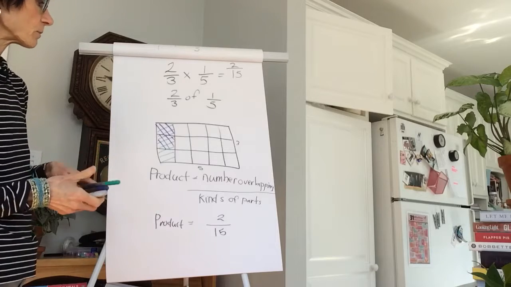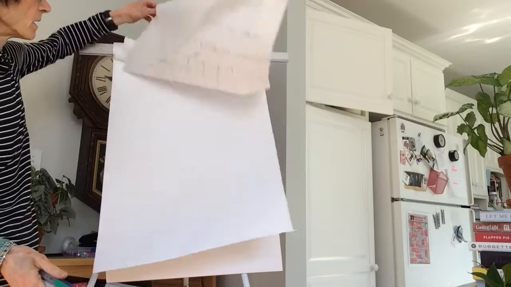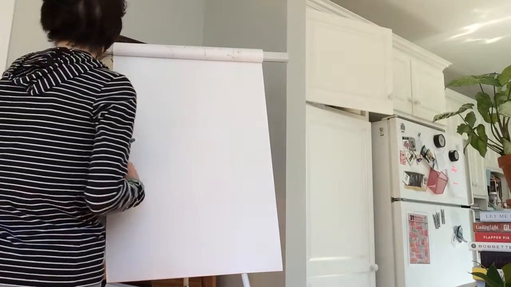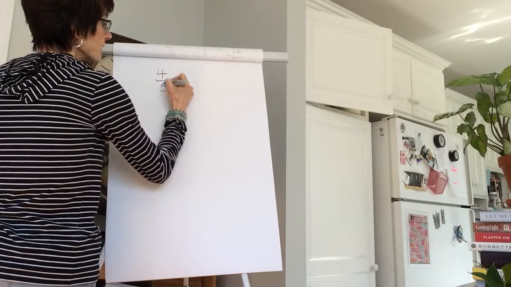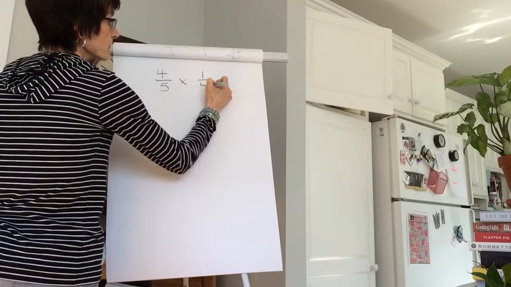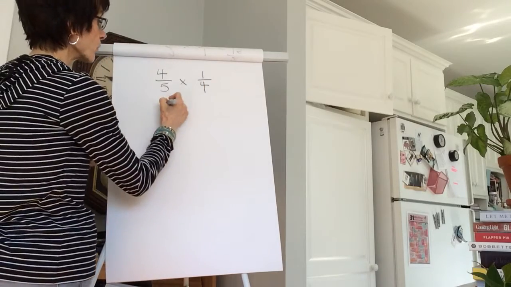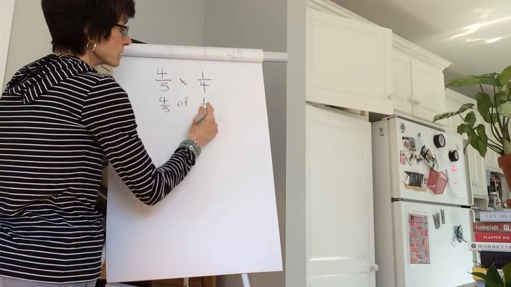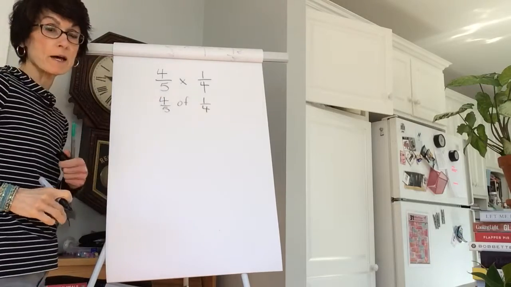All right, let's try one more example. Our next example is going to be 4/5 times 1/4. And while we're just learning, we're just going to write it out as 4/5 of 1/4. So we know this is what we want. We have it first, and we're going to take 4/5 of that.